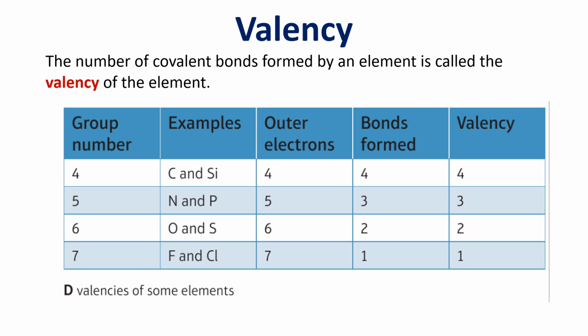Oxygen and sulfur are in group 6 with 6 outer electrons, therefore they form 2 bonds and their valency is 2. And fluorine and chlorine are in group 7. They form 1 covalent bond, their valency is 1.